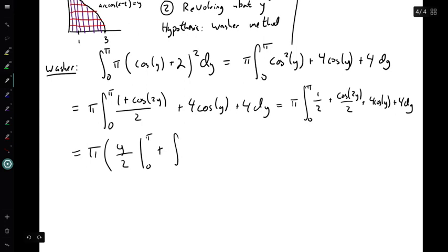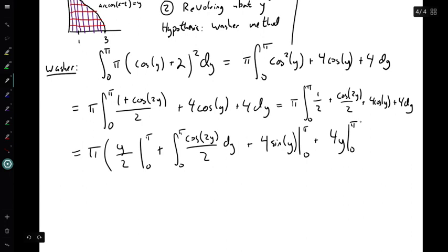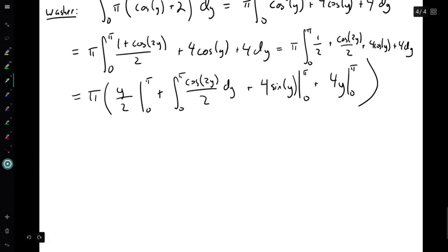I have the integral still of this cos of 2y over 2, which we haven't quite talked about how to deal with yet, from 0 to pi. The integral of 4 times cosine is going to be 4 times sine, evaluated from 0 to pi. And the 4 integrates to 4y, so that's also evaluated from 0 to pi. All right, so I've integrated 3 of my 4 terms. There's still the question of integrating the 4th.